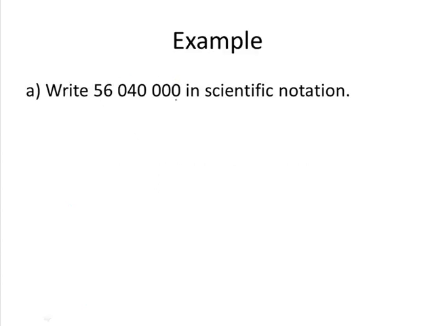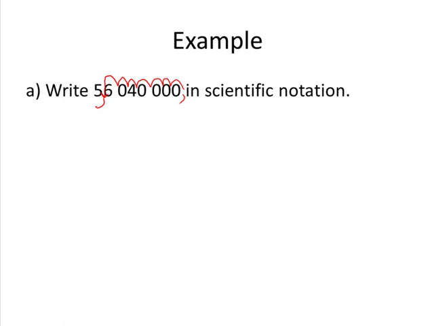Let's take an example. Write 56,040,000 in scientific notation. So the first step is move the comma. At the moment, it's at the end. We don't write it, but it's sitting there at the end of all the digits we see there. And we have to then jump it all the way till behind the 5, so that there's only one digit before it.